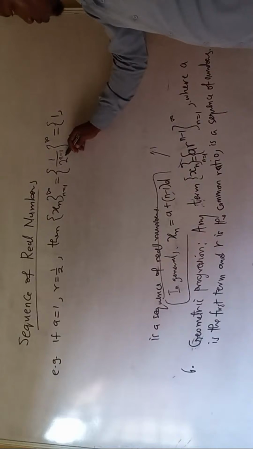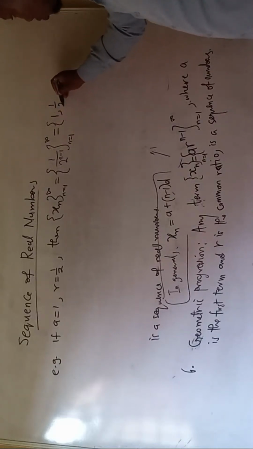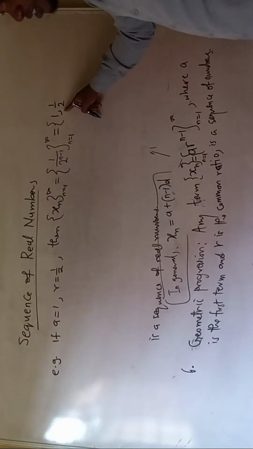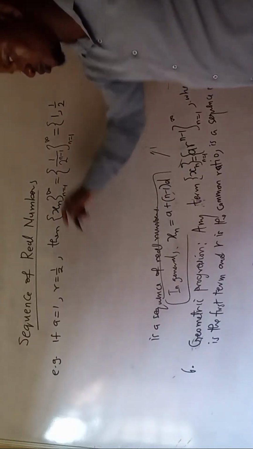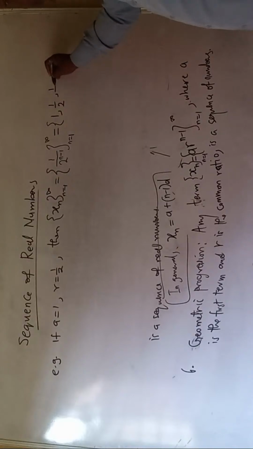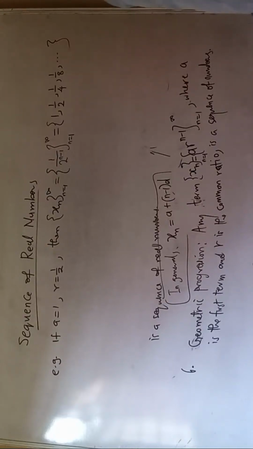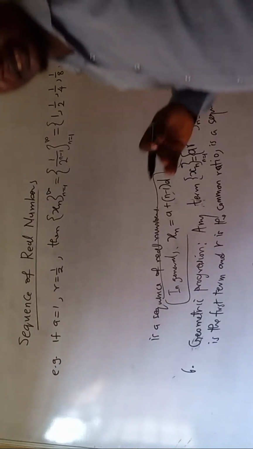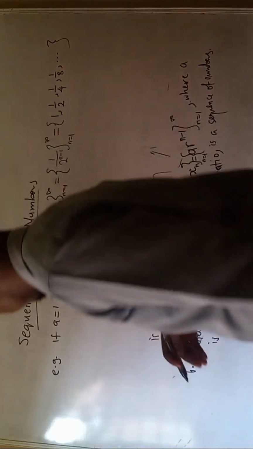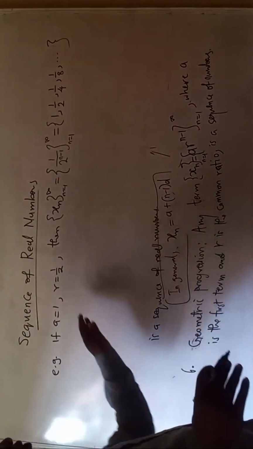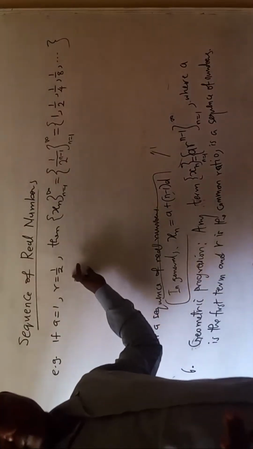So when n is 2, it's 1/2. As you can see, if you take the ratio of this, that was 1/2. The next term is 1/4. The next term is 1/8, and it goes like that. So this is one example of a geometric progression. And then we can choose r to be more than 1.